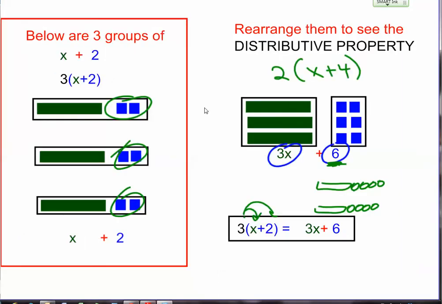And I can see that if I take all of the x's and put them together, I get 3 of them. And I take all of the 2's and put them together, and I get 6. So the distributive property simply says that 3 groups of x plus 2 is the same amount as 3 x's plus 6. So to get rid of the brackets is called expanding this, and it's literally where I just multiply 3 times x plus 3 times 2, because you can see I have 3 groups of all of x plus 2, 3 x's and 6.